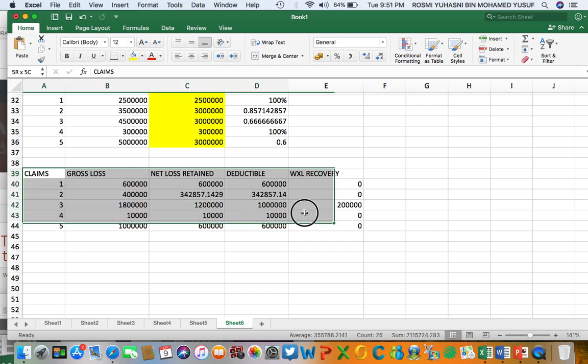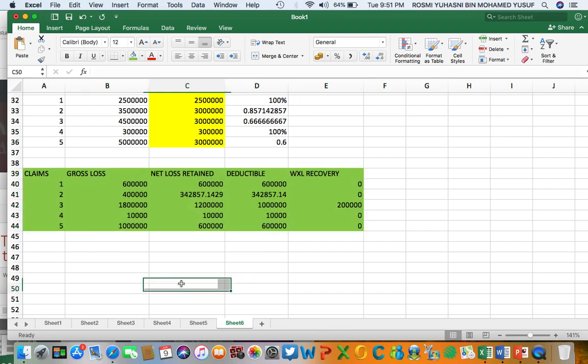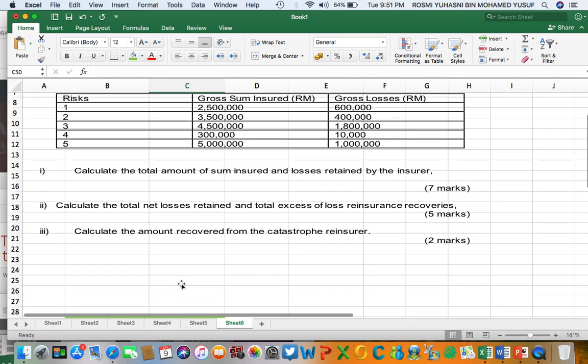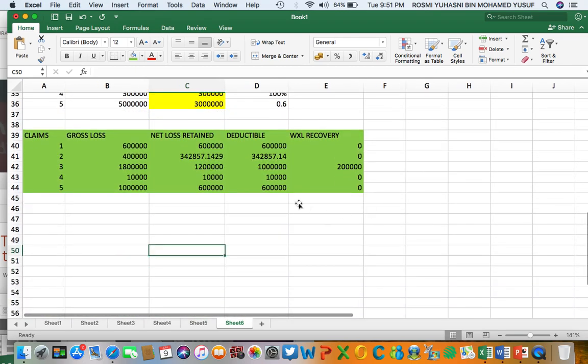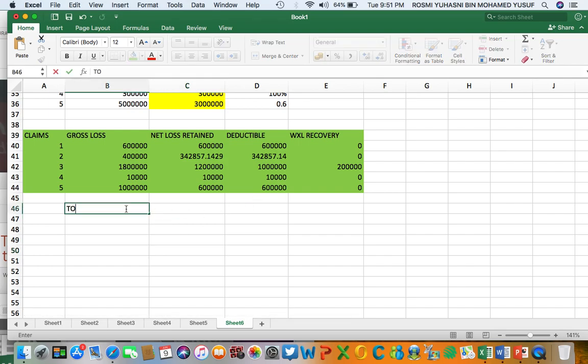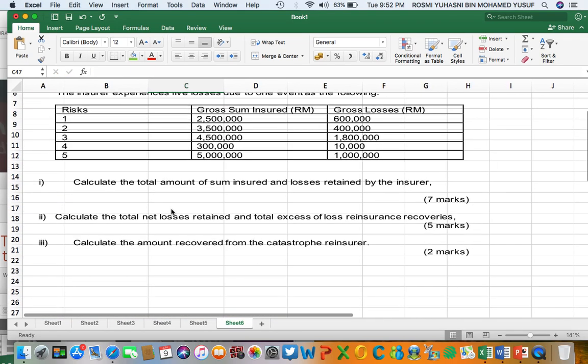So let's highlight this a bit. Put it in green. So now we have answered the question: calculate the total net loss retained and total excess of loss reinsurance recoveries. So the total working excess of loss recovery is only 200,000. Okay, let's move to the last question.